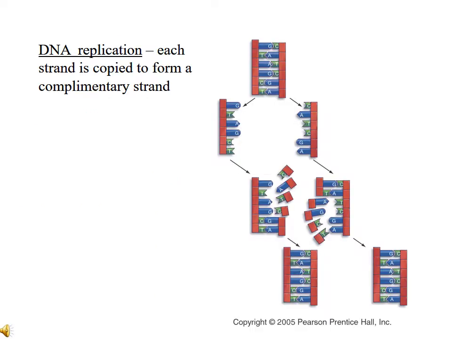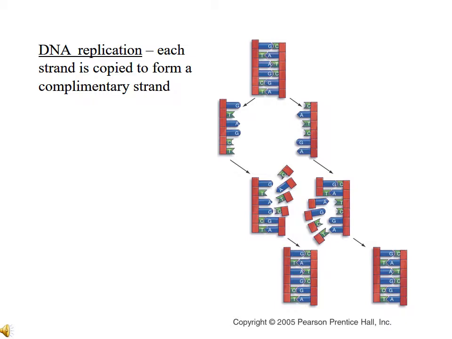Now, when we look at DNA replication again, we're looking at it in a little more detail here. Again, each strand is copied to form a complementary strand. As you can see, look at the nucleotide sequence. The sequence on the left, as you can see from the top, is GTAGCT. To the right, it's CATCGA. My molecule has unwound.